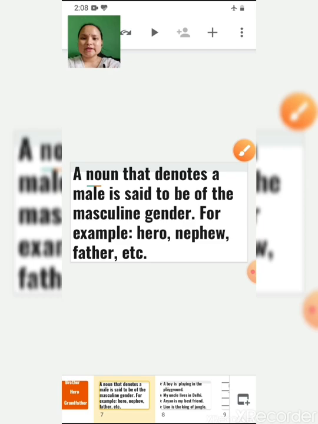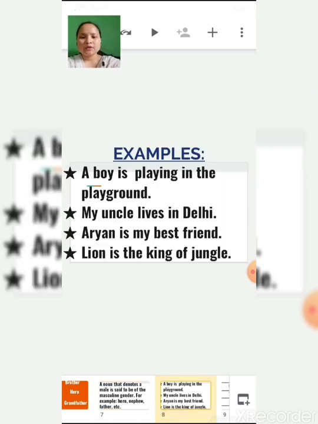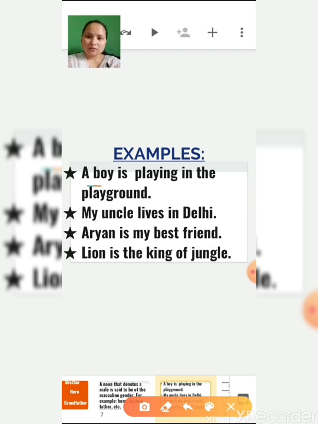Let's see some more examples of masculine gender. Okay, so first sentence is: A boy is playing in the playground. So children, in this sentence, which word is denoting masculine gender? Which word? Yes, boy. The word boy is denoting masculine gender.